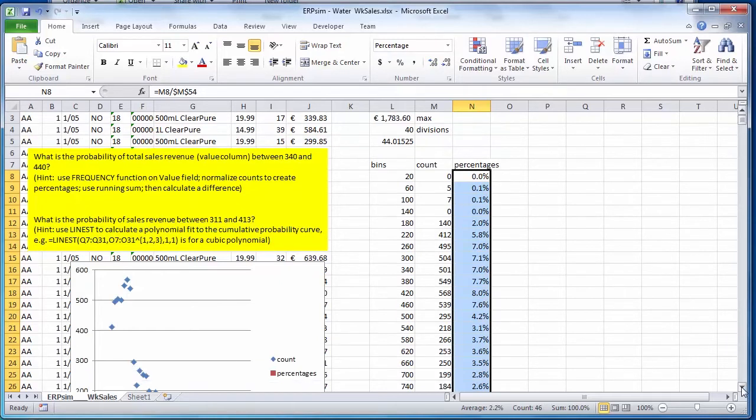So now I'm getting closer to answering this question. What's the probability that I'll have revenue between these two numbers? Well, it's the sum of those. That's about 30%. So that is close to answering that question.